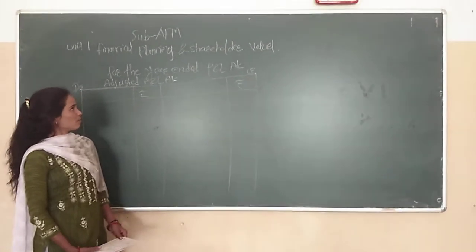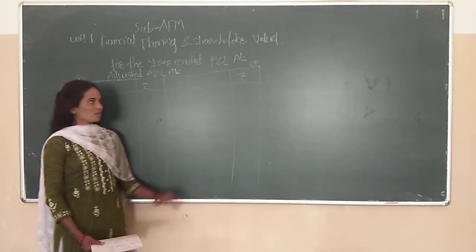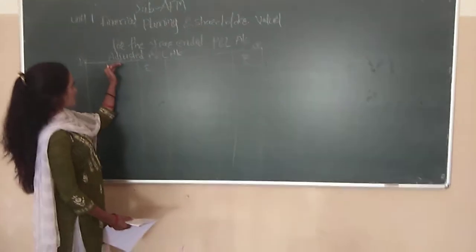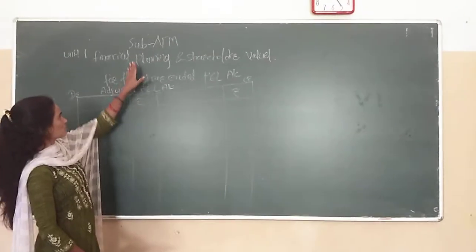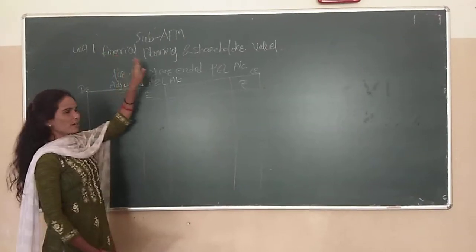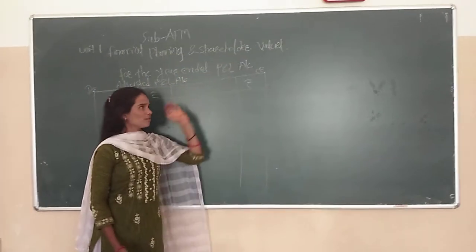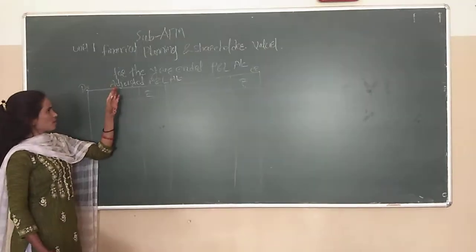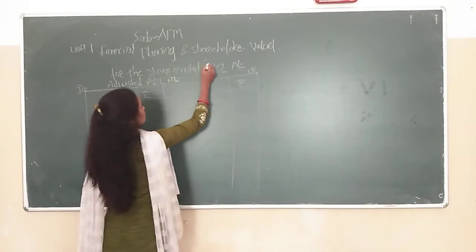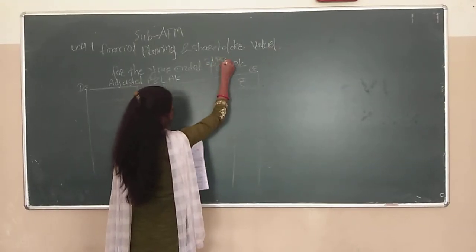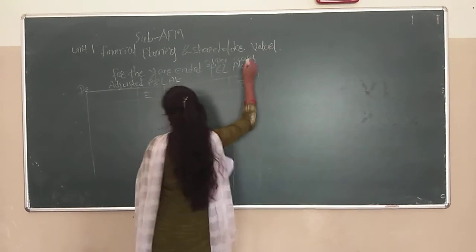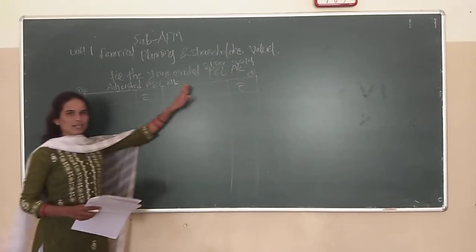Okay. The previous lecture discussed working capital, and today's lecture discusses the adjusted profit and loss account. The subject is Advanced Financial Management, Unit 1: Financial Planning and Shareholder Value. For the year ended 31st December 2019, for the adjusted profit and loss account.